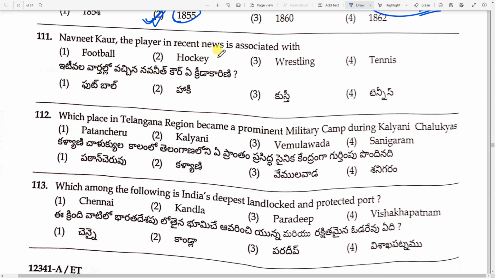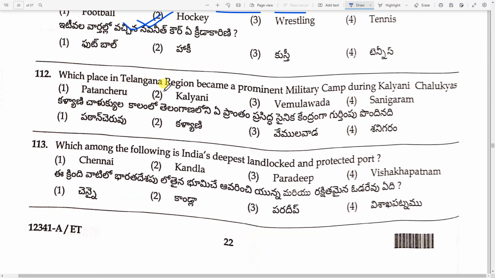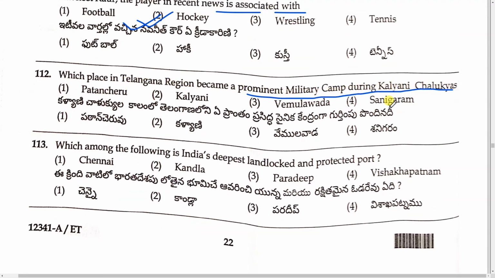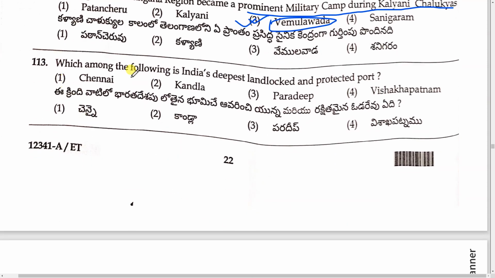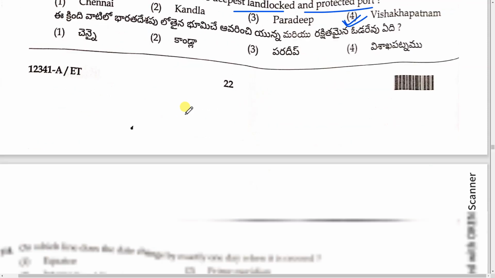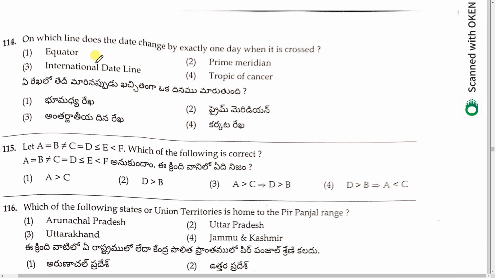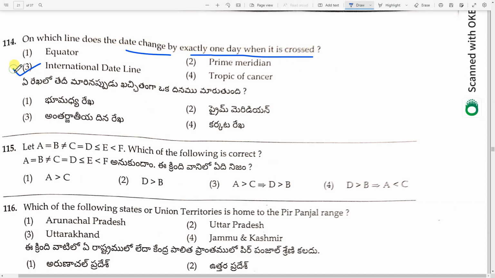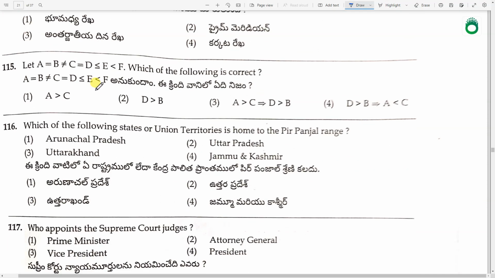Navneet Kaur, the player recently in the news, is associated with hockey. Which place in the Telangana region became the prominent military camp during the Kalyani Chalukyas? This was Vemulavada. Which among the following is India's deepest landlocked and protected port? Visakhapatnam. In which line does the date change by one day when it is crossed? It is called the International Date Line.